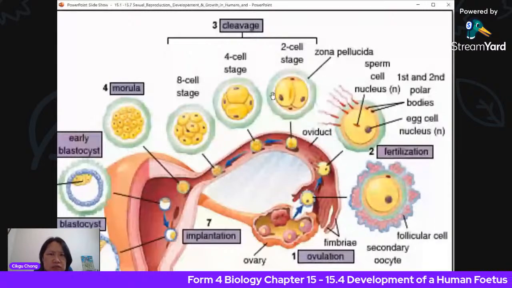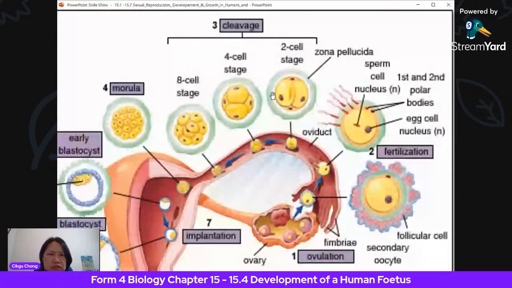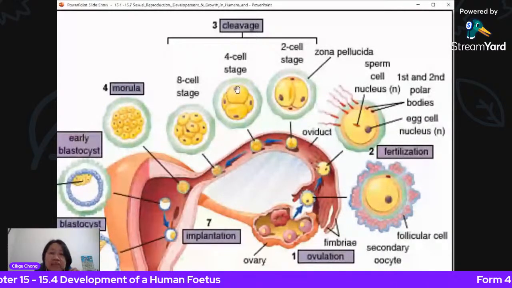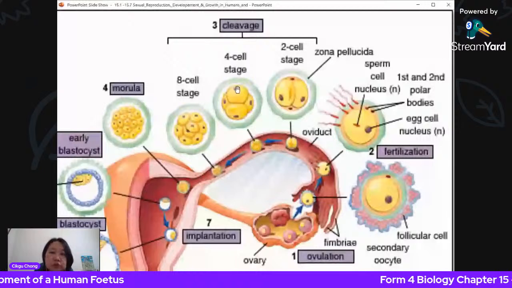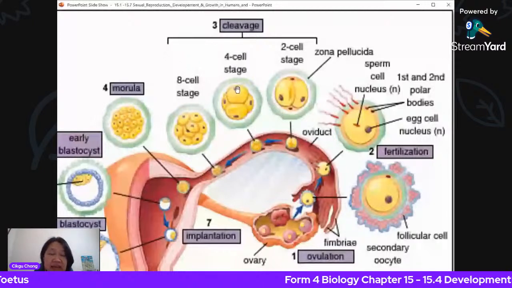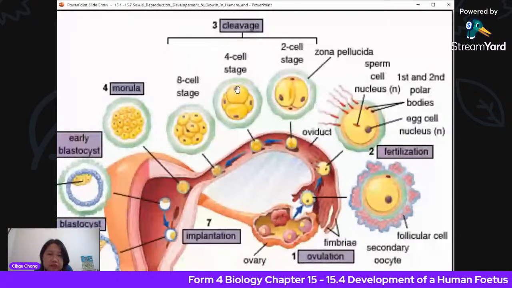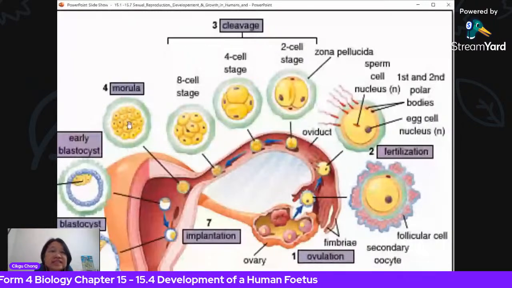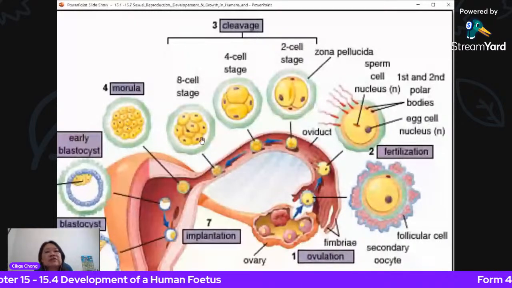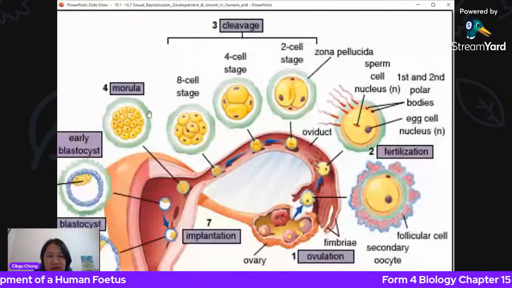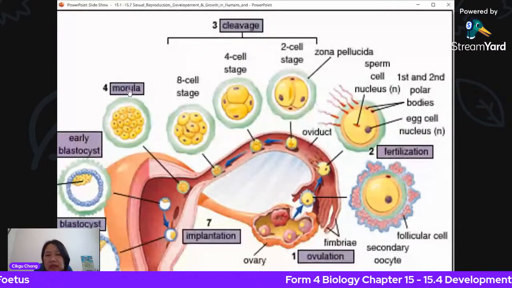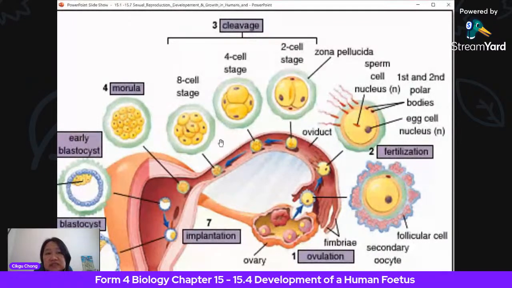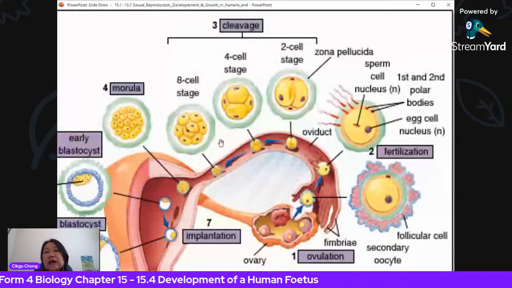You will get a 4 cell stage, and then from 4 cells it will divide into two, so you will have an 8 cell stage. Every time you times two. After the 8 cell stage, you will have the next stage, which is 16 cells. Then you have a specific name called morula. Morula is basically a zygote which has already cleaved itself to form a 16 cell stage. That is called morula.